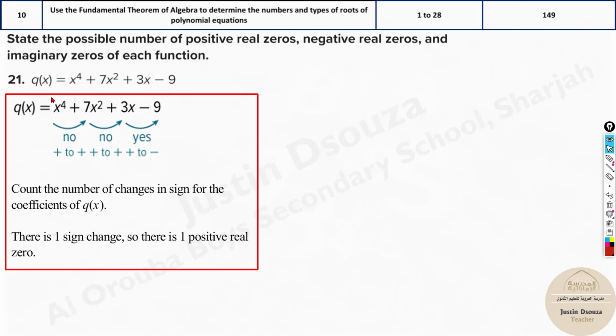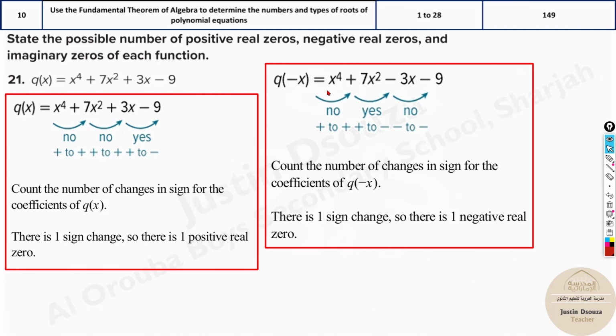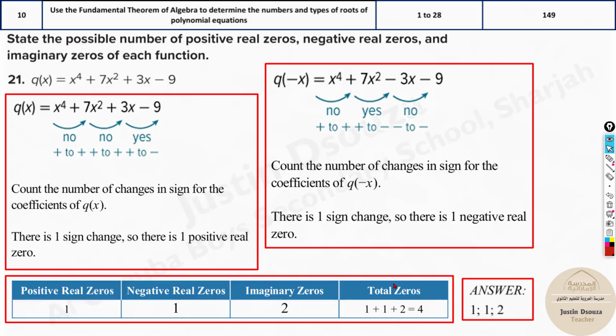Over here, see the sign changes: no, no, no, only one is yes. So there's one sign change. Over here, after changing the sign, if you put minus x to the power 4, it becomes positive only. This is power 2 itself, it will be positive. This one changes sign. So no, no, this is yes. Can you see this is yes? And again, no, only one sign change. Then all the rest are imaginary. So this is the table over here. Let me just check. Yes, absolutely, this is correct.